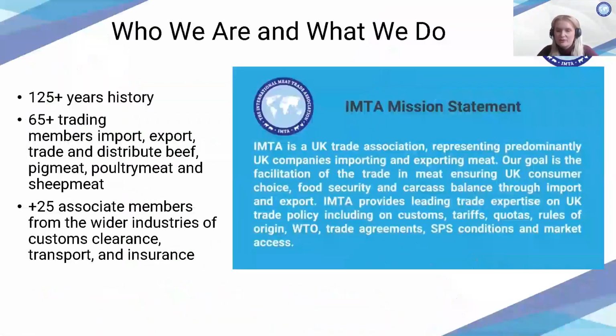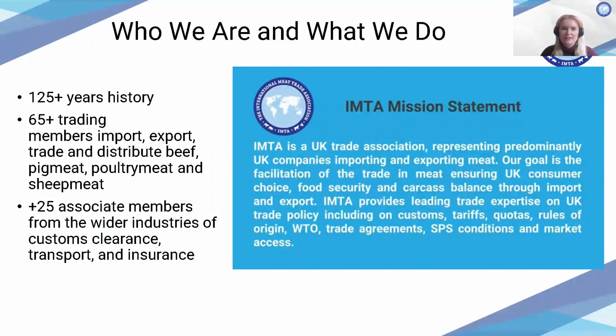We're a two-way trade association representing importers and exporters. Our members are predominantly UK companies, and our goal is to facilitate the two-way trade in meat, ensuring UK consumer choice, food security, and carcass balance. And we provide leading trade expertise to our members on things like customs, tariffs, quotas, SPS conditions, and trade agreements. We have 65 trading members and 25 associate members. So those are companies that aren't directly trading meat, but that are involved in the meat space. So for instance, freight forwarders or shipping lines.